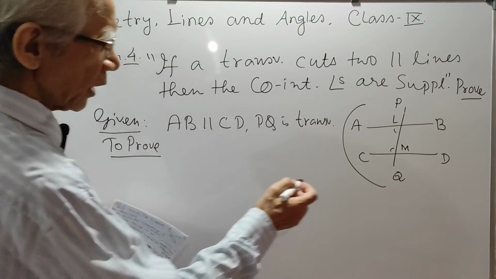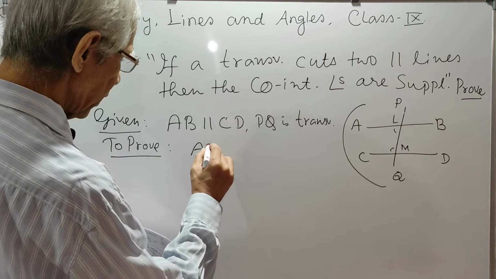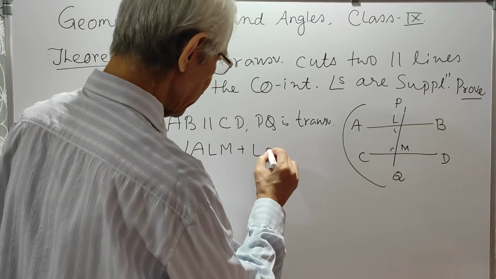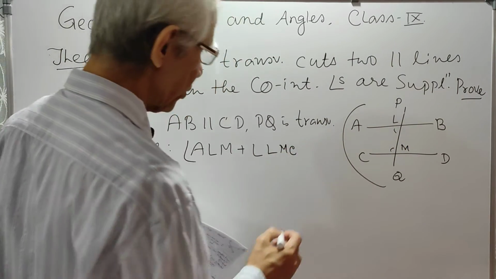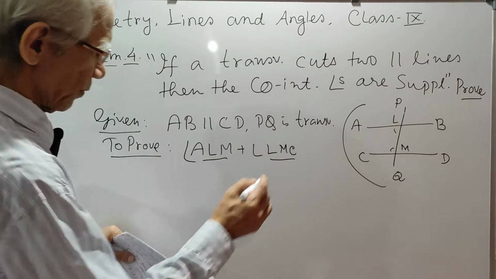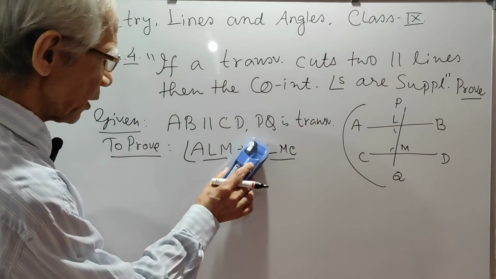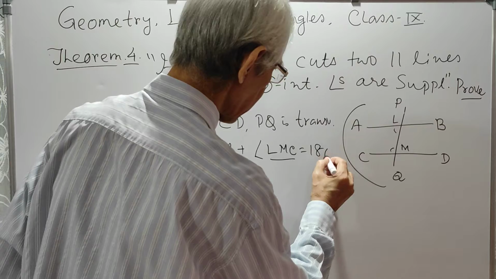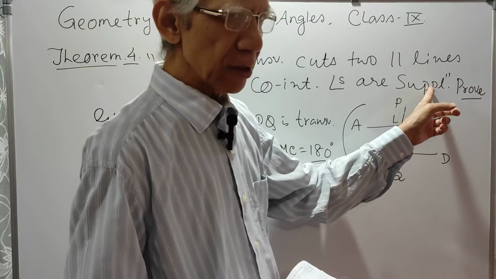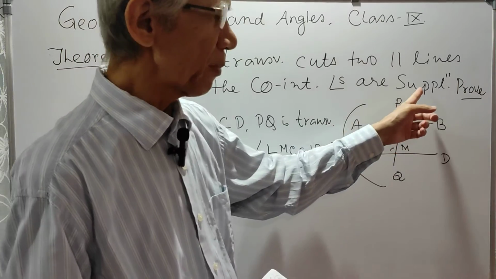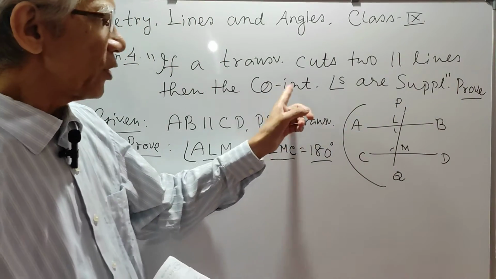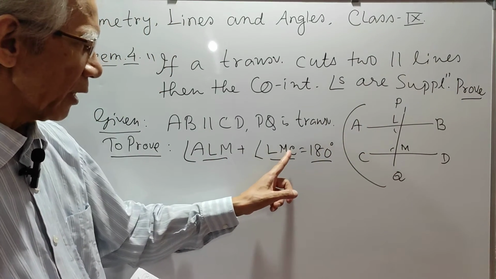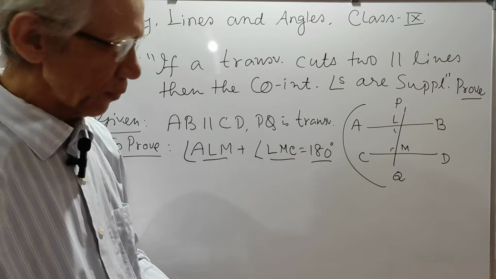So what to prove here? Angle ALM plus angle LMC. These two angles together are 180 degrees, that is what you have to prove. Supplementary means if the sum of two angles is 180 degrees, they are called supplementary. So you have to prove the co-interior angles are supplementary. That means you have to prove the sum of the co-interior angles ALM and LMC is 180 degrees. All right. Now the proof.